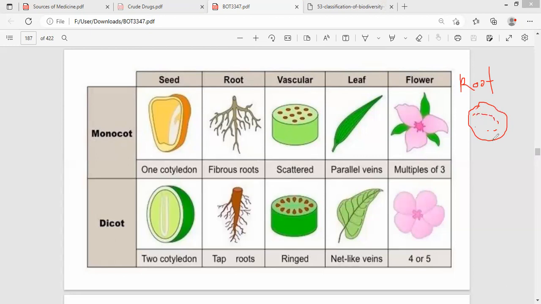But for the dicots, it's X-shaped, or you can call it a star-shaped arrangement. Know that this ringed dicot is for the stem, but for the roots, we'll see star-shaped or X-shaped. Monocot in the stem, we'll see it's scattered, but in the root, we'll see it's ringed. In the root, it's ringed.